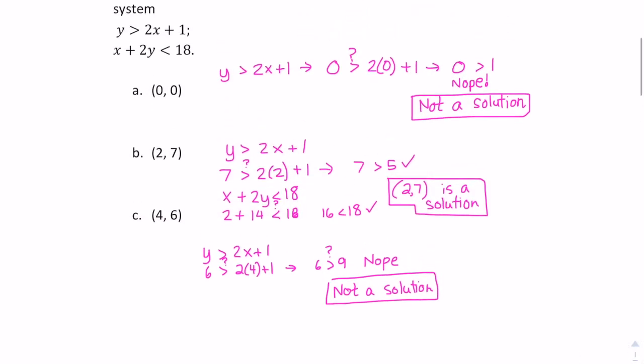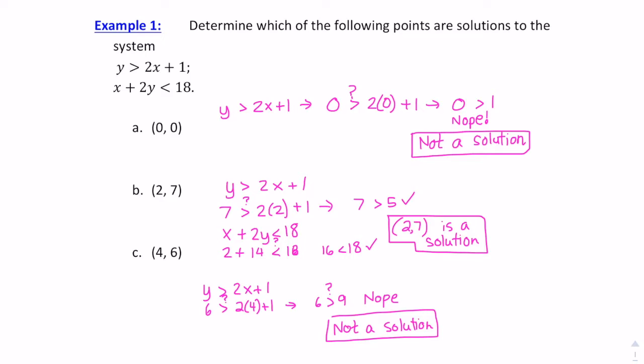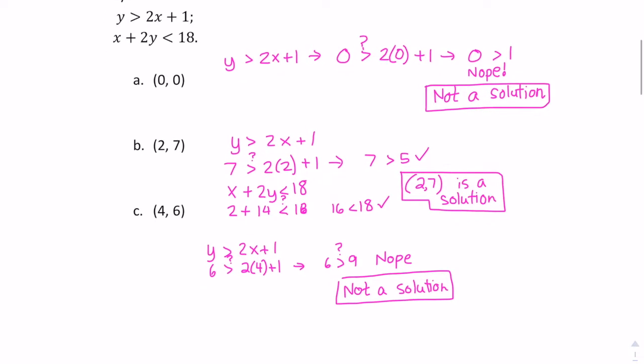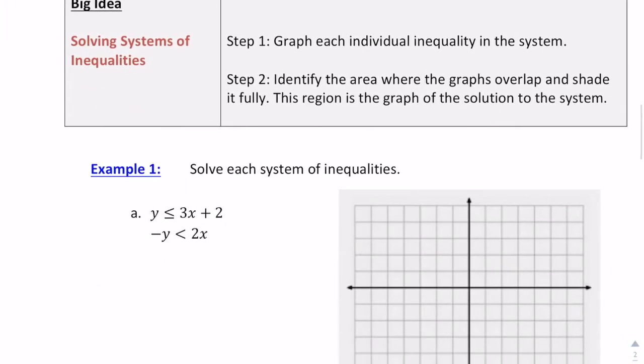So if you want to check and see if individual points are a solution to a system of inequalities, you just need to plug them into all of the inequalities in your system and see if they make all of them true. If there's even one that's not true when you plug it in, then it's not going to be a solution to your entire system. Most of the time, though, we want to figure out all of the solutions to our system of inequalities. We don't just want to check random individual points.